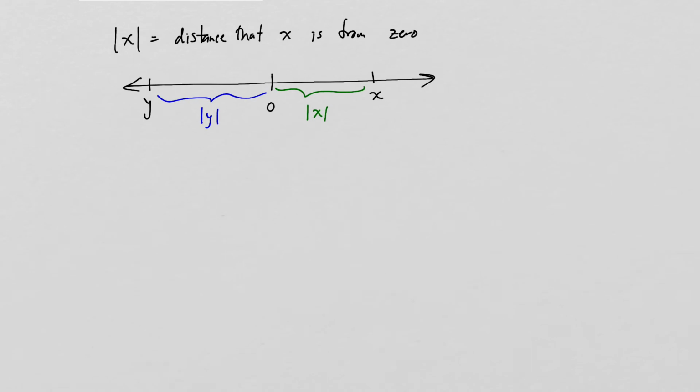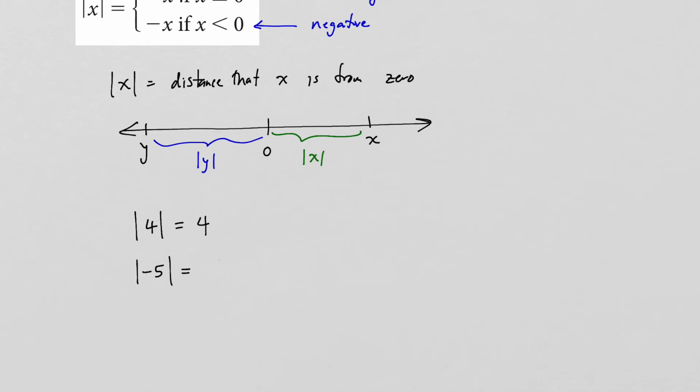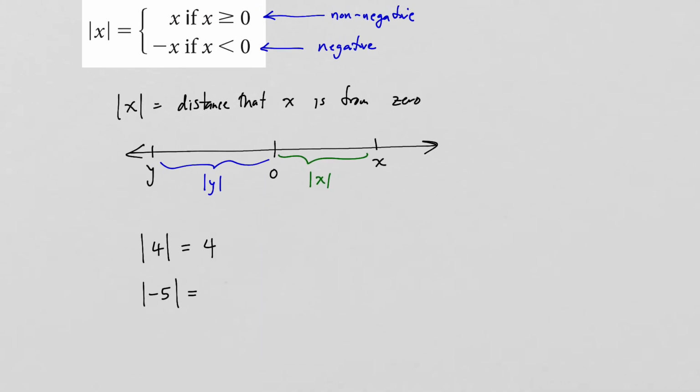Couple of basic examples. If I were to ask, what is the absolute value of 4? Well, that would be the distance that 4 is from 0, which is 4. The absolute value of negative 5, that's the distance that negative 5 is from 0, which is 5. But if we use the definition, it says that when you have a negative number, the absolute value of that number is the negative of that number. So if I use the definition, this would be negative negative 5, which is 5. So that's how that definition works.